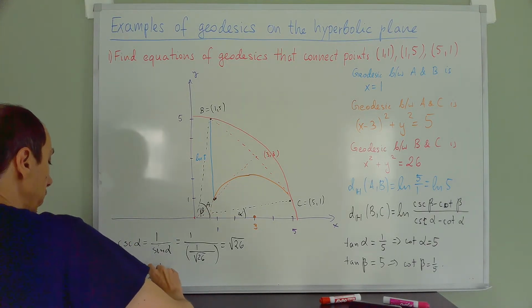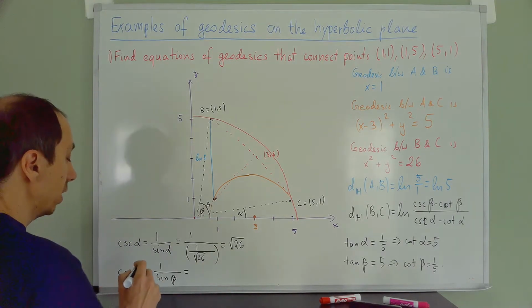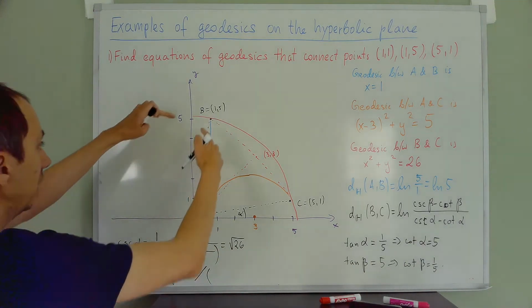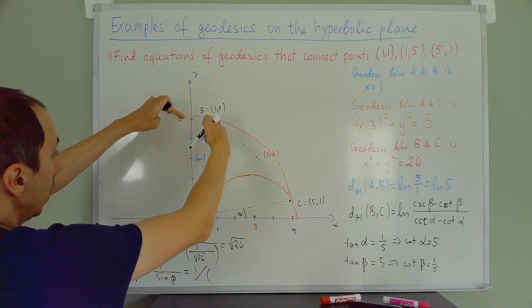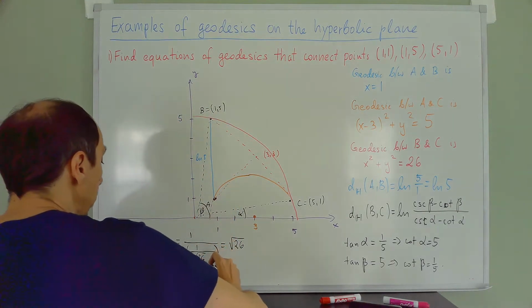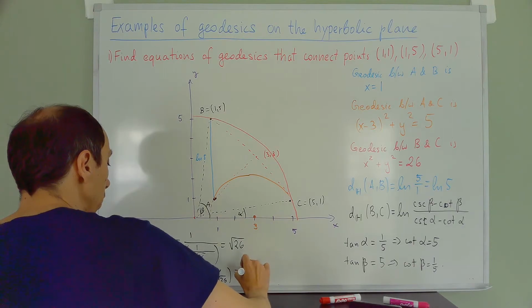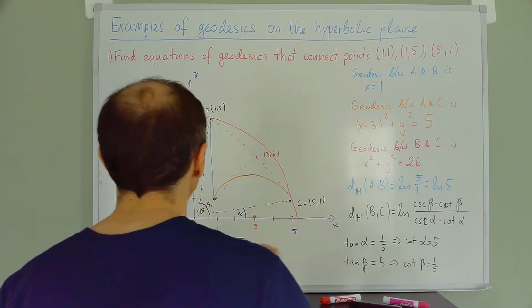So that's 1 over sine beta, which is 1 over... So what do I get? What's sine beta? That's this length, which is 5, divided by radical 26. So I get radical 26 over 5. Okay, so I can actually compute this length.